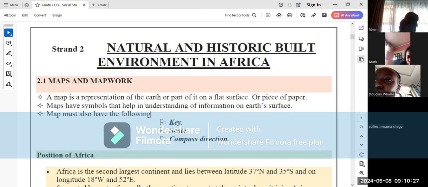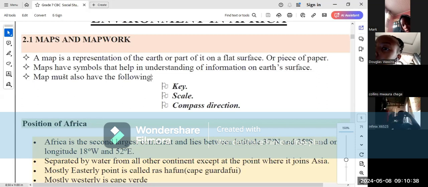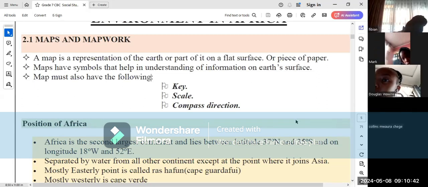If you are not seeing, just raise your hand so that I can enlarge the document for you. Yes, James Gitau, I can see your hand is up. Unmute yourself and say something, James Gitau. Okay, Agape, I can see your hand is up. I cannot see the letters. Okay, the letters.